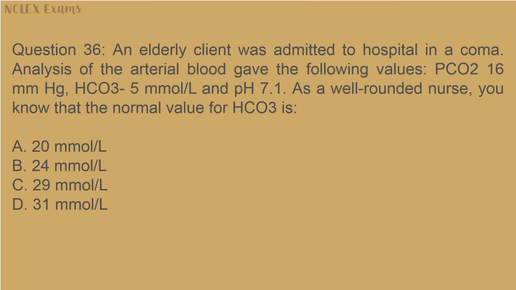Question 36. An elderly client was admitted to hospital in a coma. Analysis of the arterial blood gave the following values: PaCO2 16 mm Hg, HCO3 5 mmol/L, and pH 7.1. As a well-rounded nurse, you know that the normal value for HCO3 is A. 20 mmol/L, B. 24 mmol/L, C. 29 mmol/L, D. 31 mmol/L.